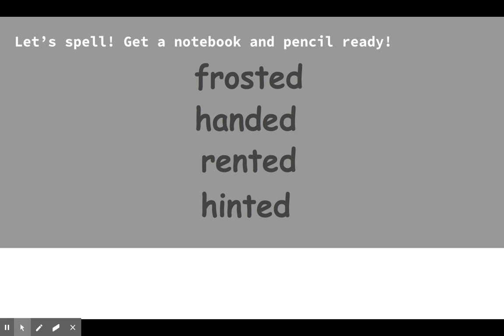And your last one, chanted. Here we go. Ed, chanted. Notice this is another one that has an end blend in the base word. Chanted. Oh, I hope you remembered your CH. Ch. A-N-T, that's chant. E-D is ed, chanted.